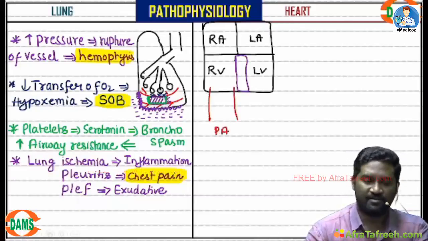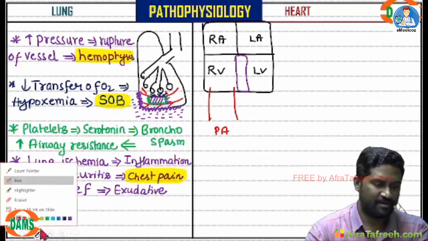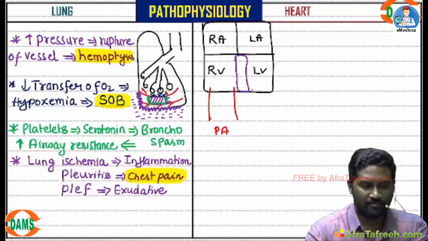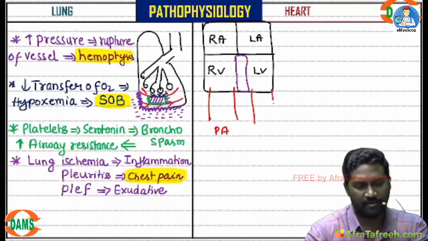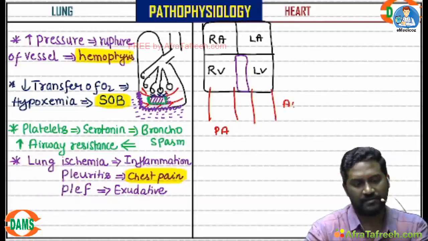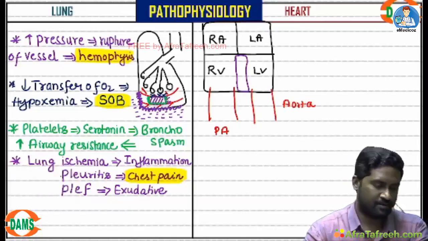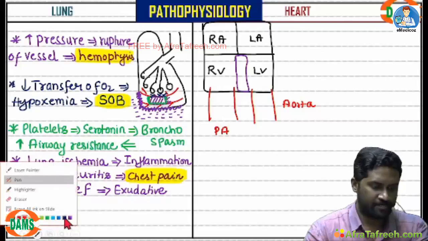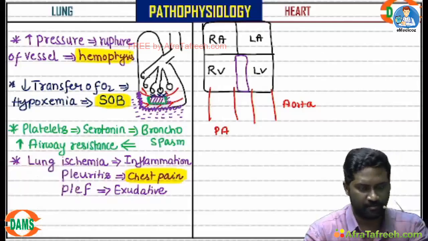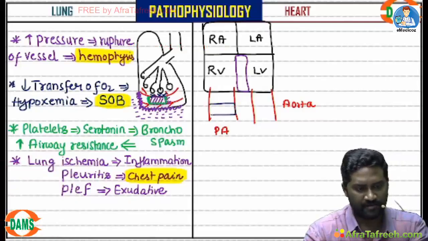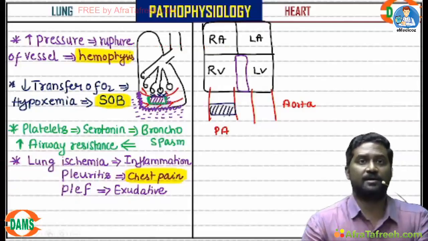From the left ventricle, the vessel coming out will be the aorta. So whenever there is a thrombus, here the problem is a thrombus in the pulmonary artery.